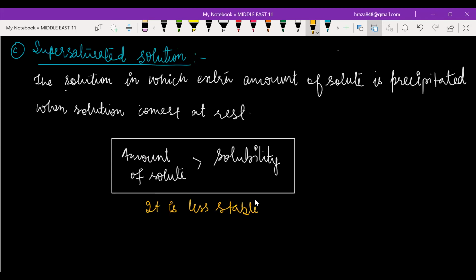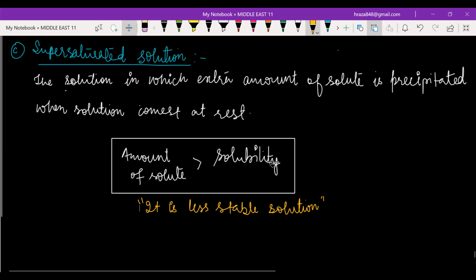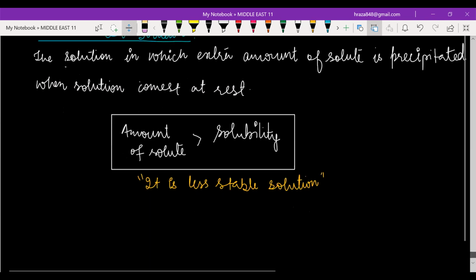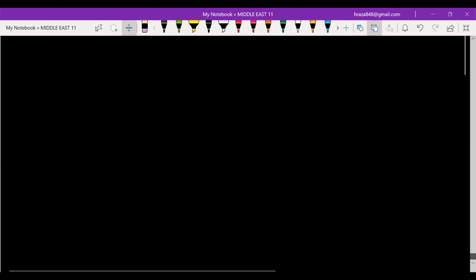It is less stable, right? It is a less stable solution. Let me know if you are done with this. Okay. Done, sir.